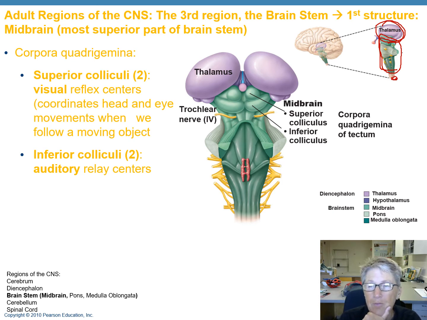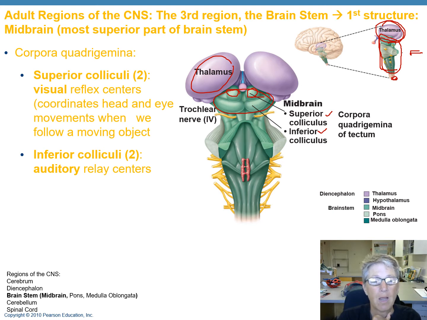And then if you took this cartoon and turned it so that you're looking at it posteriorly, this is what you'd see. Here's the thalamus, the purple things, and then this is the midbrain, and within the midbrain you have these structures. You have a superior colliculus and an inferior colliculus. Collectively there are two superior colliculi here and here, and those are visual reflex centers.